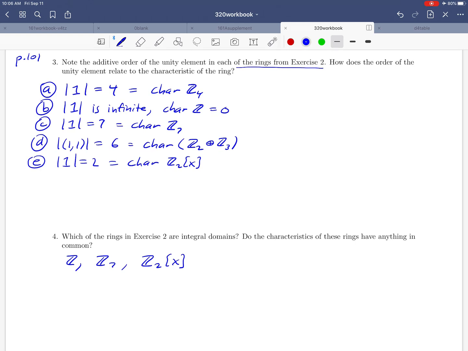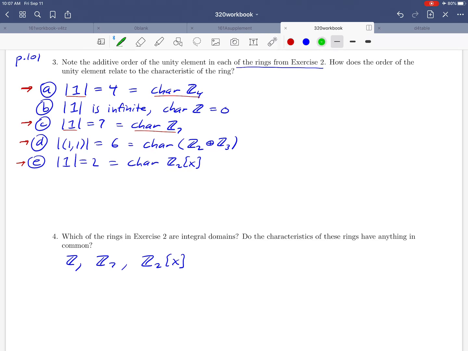Okay, let's look at the answers to this question and see if we can notice the pattern that's going on here. I'm going to start first with the rings that have non-zero characteristic. That's going to be everything except B. What you might notice there is that the order of the unity element agrees with the characteristic in every single case. In the case of A, for example, the characteristic of Z4 is 4. We did that calculation together, and that also happens to be the order of the unity element in Z4. And you'll notice that that's true in the rest of these as well. The characteristic of Z7 and the order of the unity element in Z7 are both 7.